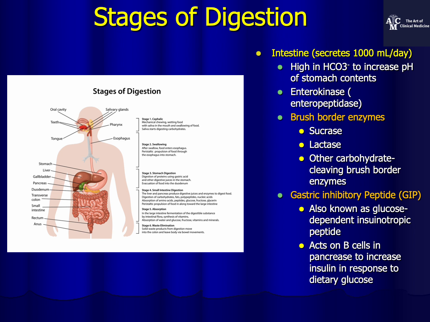This is known as glucose-dependent insulinotropic peptide. This will be covered in more detail when we talk about diabetes and insulin and the actions of insulin. But GIP acts on the beta cells in the pancreas to increase insulin in response to dietary glucose.